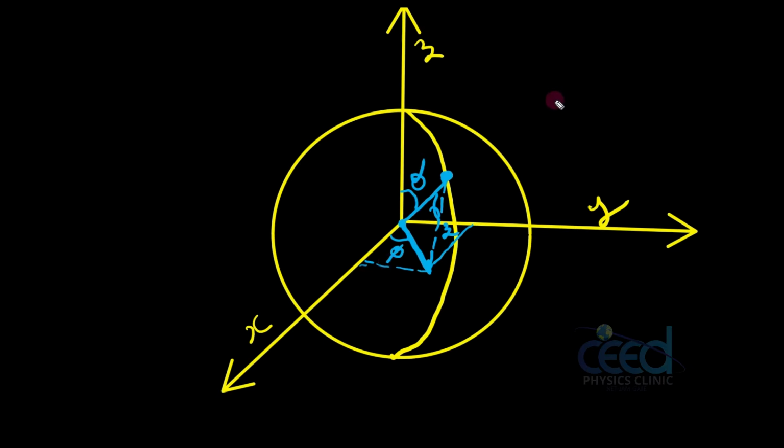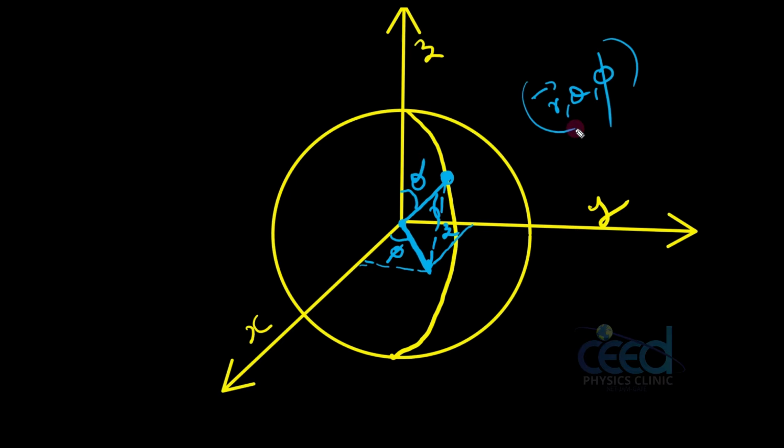If you know these two angles and one vector distance r, you can locate this point. So these coordinates we call spherical polar coordinates.